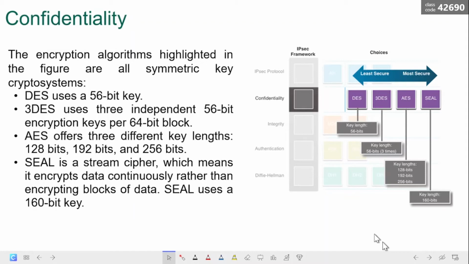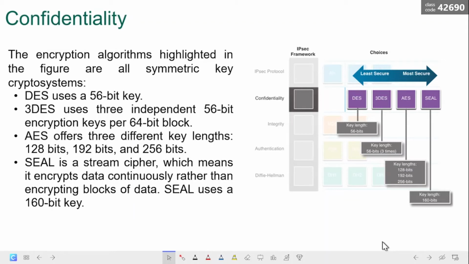DES uses a 56-bit key and should be avoided. 3DES is a variant of the 56-bit DES. It uses three independent 56-bit encryption keys per 64-bit block, which provides significantly stronger encryption strength over DES. 3DES is computationally taxing and it is no longer considered to be secure.